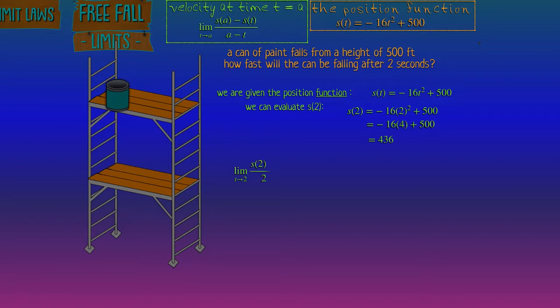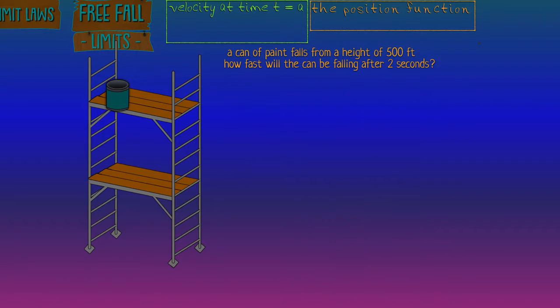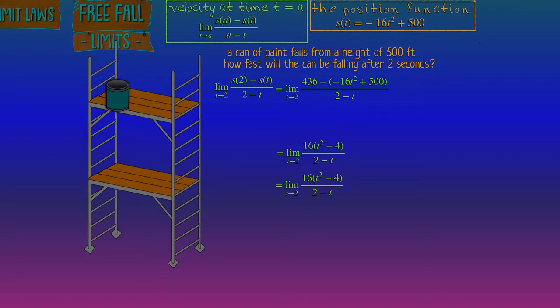So we just want to replace that now. So the limit as t approaches 2 of 436 minus that function divided by 2 minus t. And if we simplify, we can factor this thing. And so it turns out to be 16 times t squared minus 4 over 2 minus t. And we can do a little bit better. We could factor out a negative, and then cancel it. And so we end up here with negative 64. And that's feet per second.